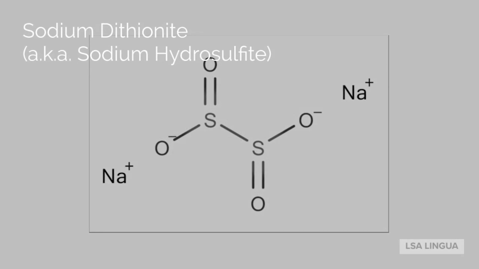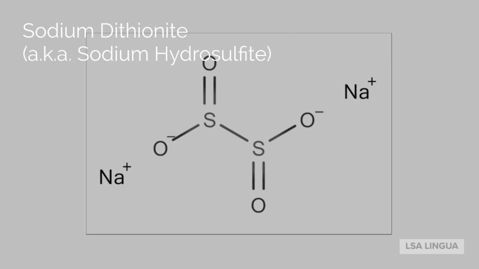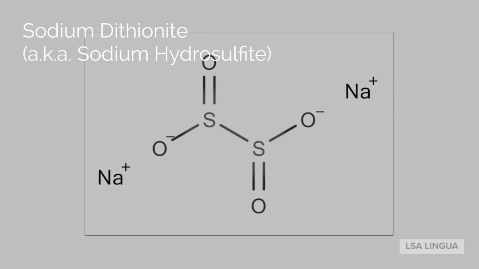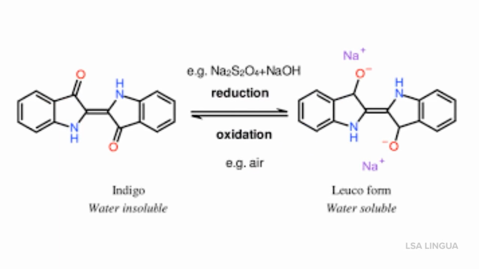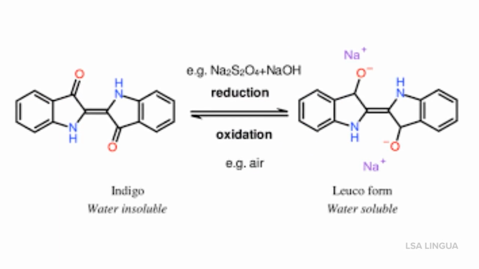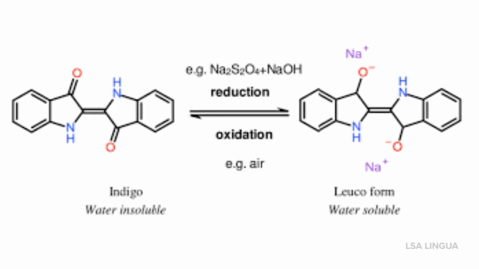Sodium dithionite, also known as sodium hydrosulfite, is a white crystalline powder with a sulfurous odor, and it transforms the indigo dye from its intense blue color to a pale greenish yellow color. After the outer layers of the yarn absorb the soluble indigo dye, the chemical form of the indigo dye is returned to its original state through oxidation.